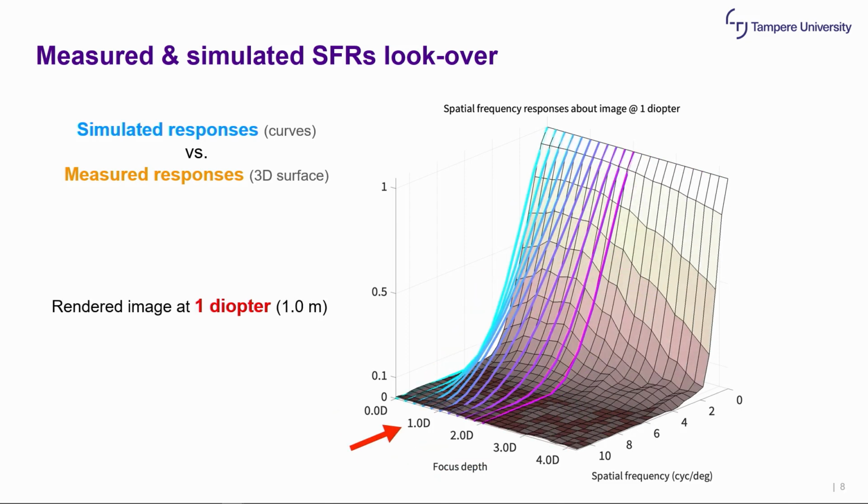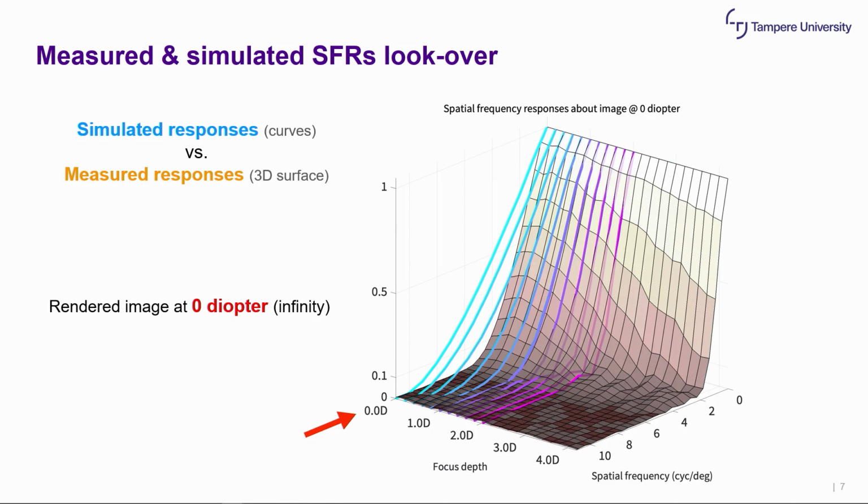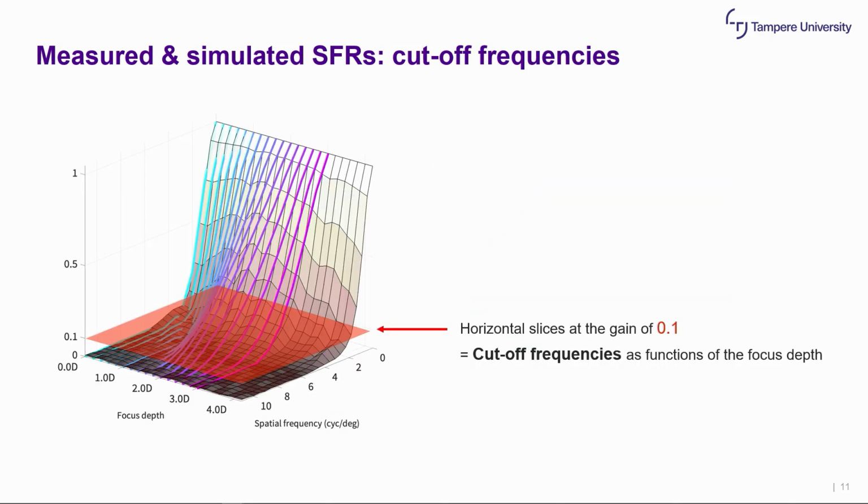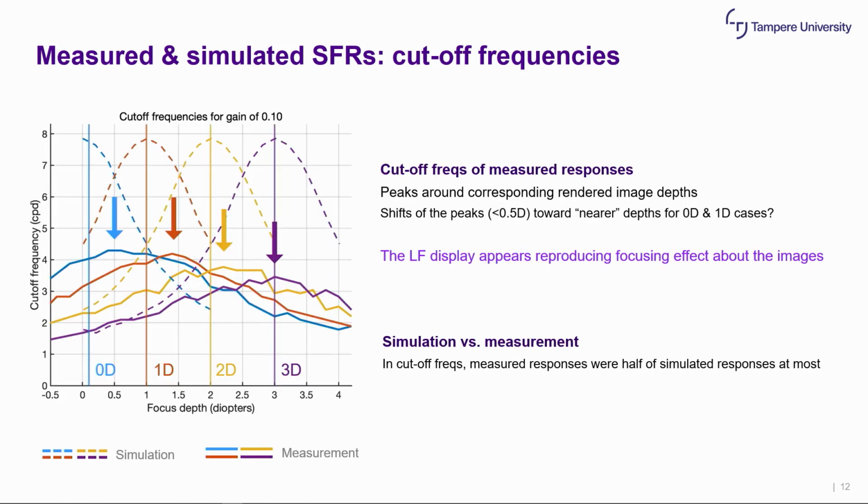Which means the light field display was predicted to provide the focusing effect, and it actually apparently did in the measurement. So for better visibility of the focusing effect, we just took slices of the response at the gain of 0.1, which gives cutoff frequencies as a function of focusing depth of the camera. Then this is what we got.